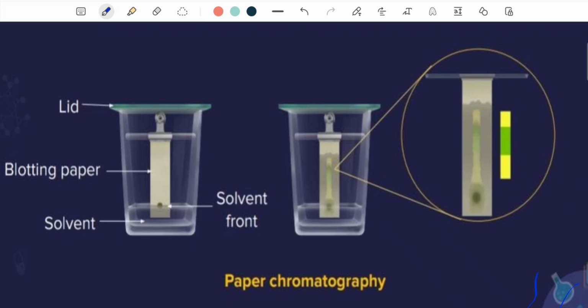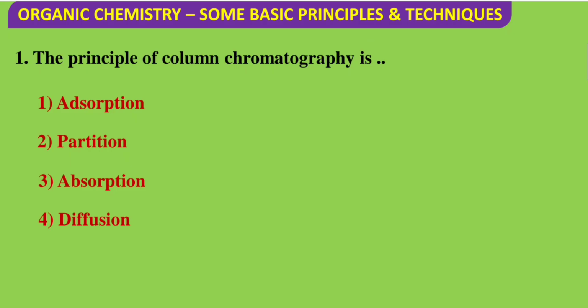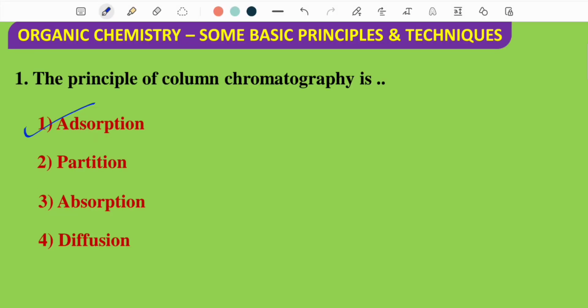Now we can discuss some important concepts. Have a look at this question. What is the principle involved in column chromatography? Adsorption, partition, absorption, or diffusion? Adsorption is the principle involved in column chromatography.